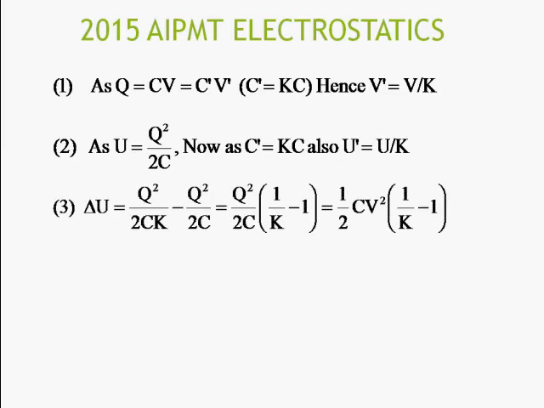Let's talk of the third option also, the change in energy. Final energy will be Q squared upon 2CK. Again I am using the formula Q squared upon 2C since Q is constant. When we solve it, we get Q squared upon 2C times (1/K minus 1), and since the option is in terms of CV squared, I convert Q to CV. Q will remain as CV, which gives half CV squared times (1/K minus 1). So this third option is also correct.